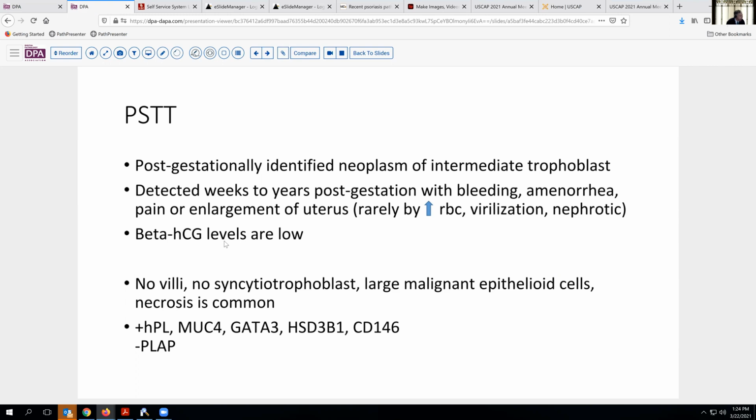Beta HCG levels, however, tend to be low. These lesions do not have villi, they do not have syncytial trophoblast, but these large epithelioid cells look quite atypical, and necrosis is frequently identified. Now, of note here, notice that the PLAP is negative in contrast to the exaggerated placental site or placental site nodule, but also that, other lesions, GATA3, squamoid type lesion, can be positive in these circumstances.